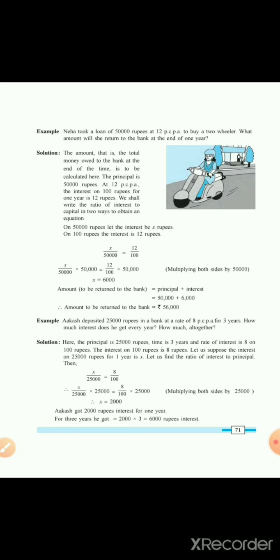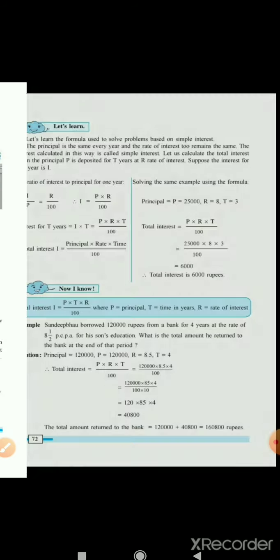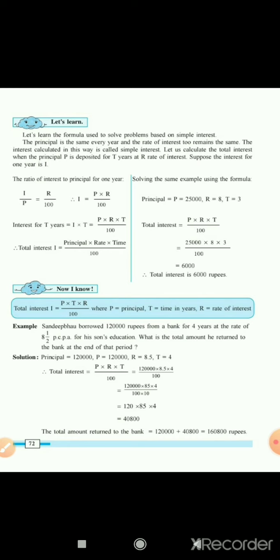Now, let us go to the next page. Let's learn the formula used to solve the problems based on simple interest. The principal is the same every year and the rate of interest too remains the same. The interest calculated in this way is called simple interest. So put a bracket for these two lines.